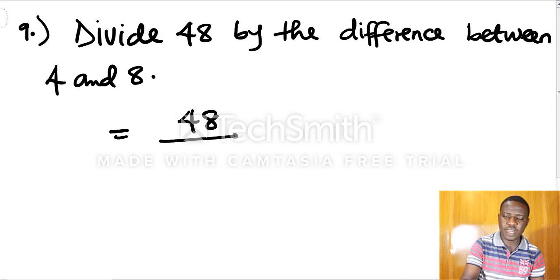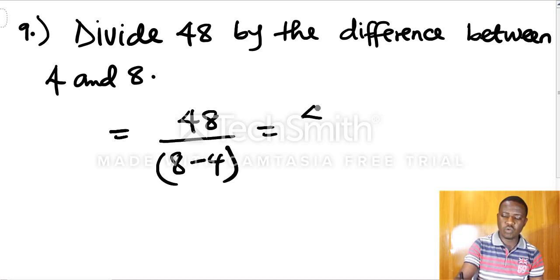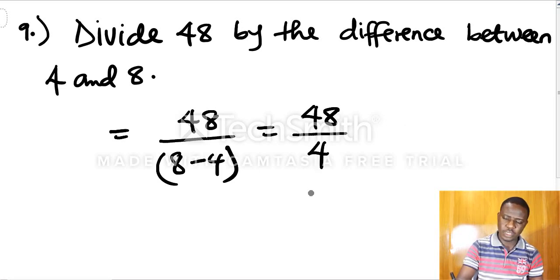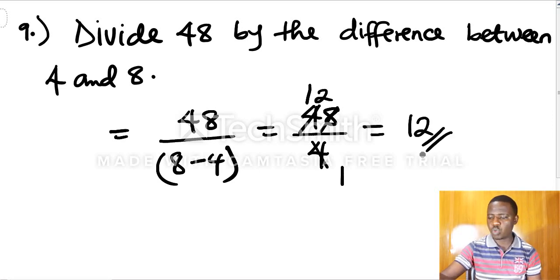48 divided by the difference between 4 and 8, which is 8 minus 4. This is equal to 48 divided by 8 minus 4 is 4, and 4 into 48 is 12. 4 into 4 is 1. 4 into 8 is 2. So our answer is equal to 12.